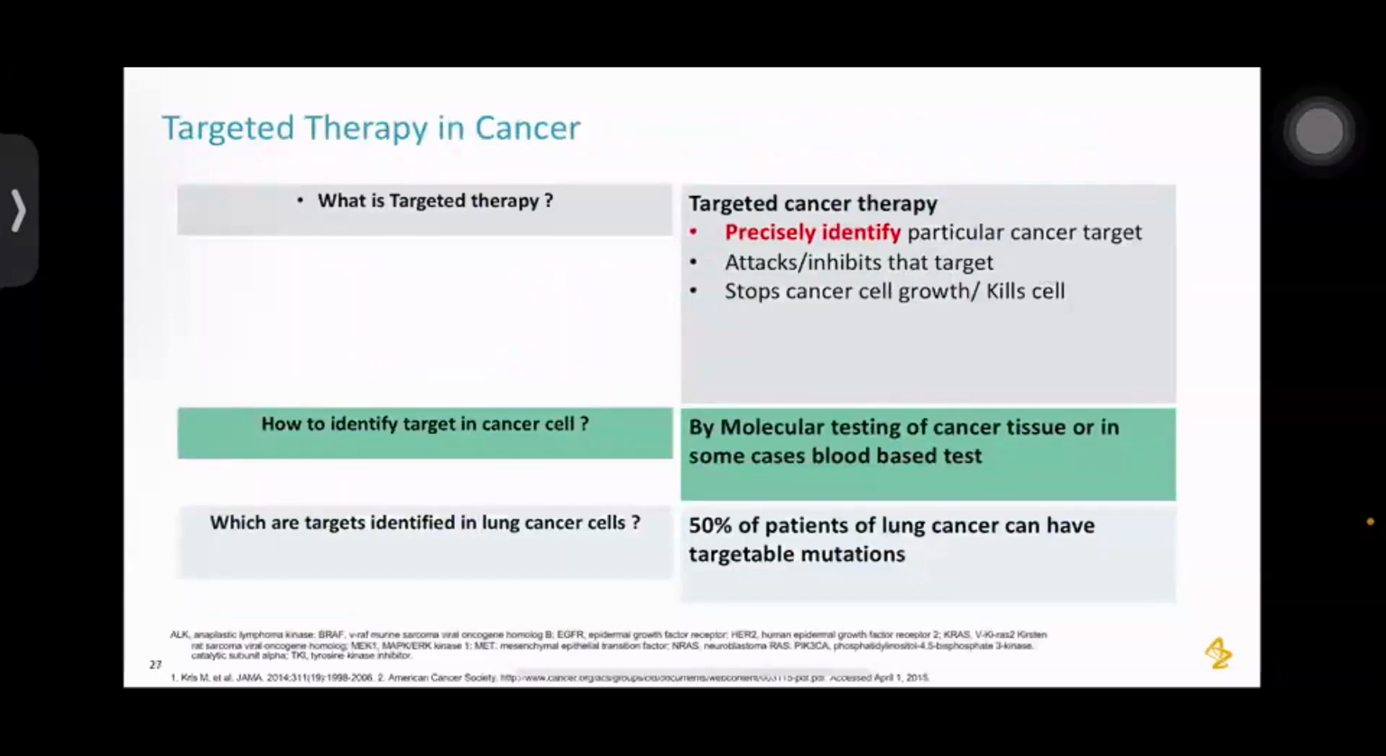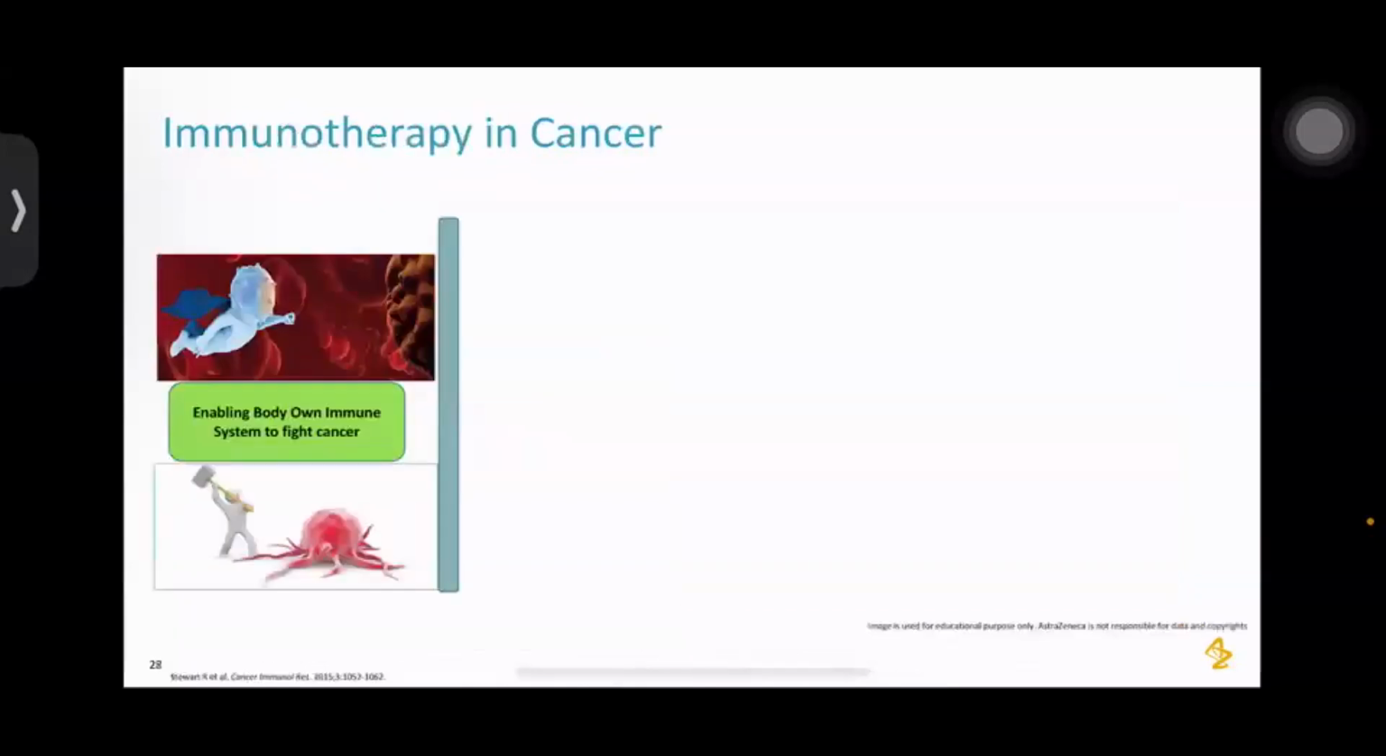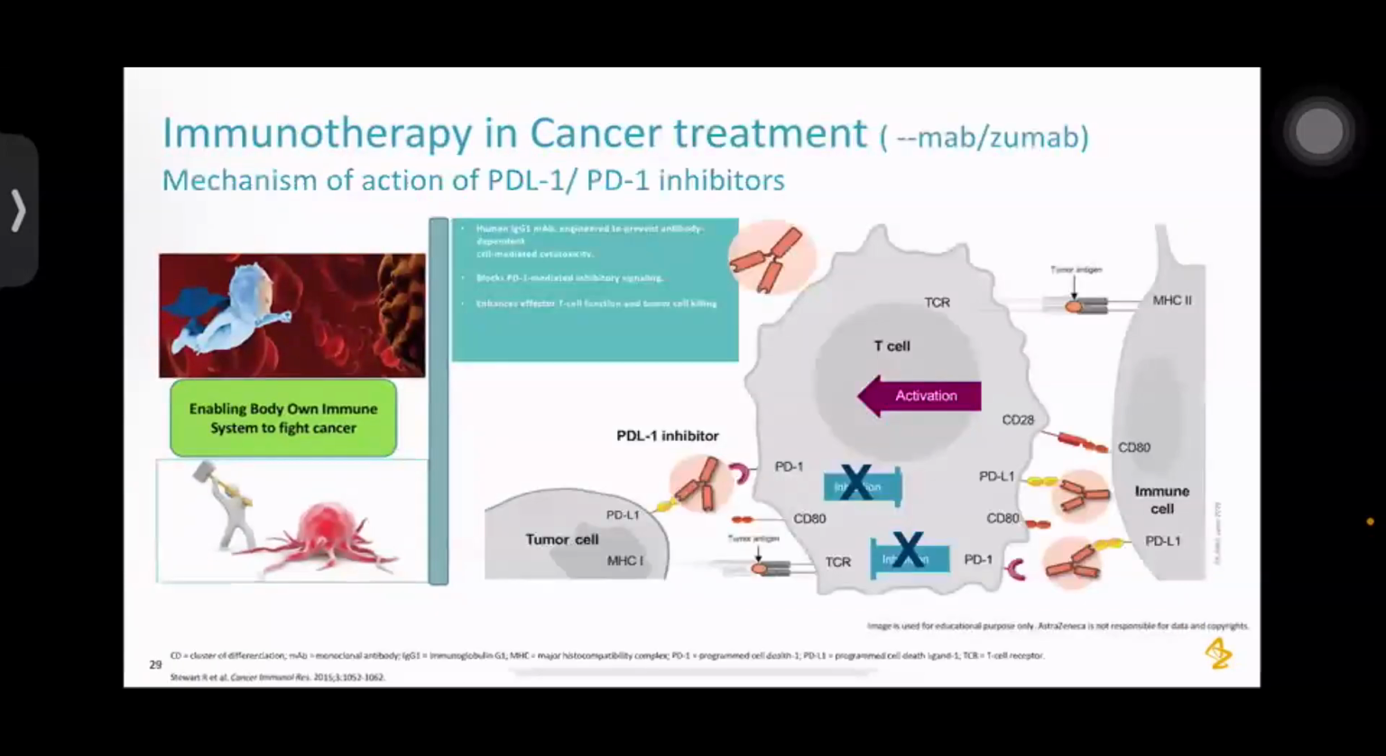So what is targeted therapy? It precisely identifies the particular cancer target, attacks or inhibits the target, and stops cancer cell growth or kills cells. By molecular testing, we can identify the target, and 50% of lung cancers can have some targetable mutations. And immunotherapy enables the body's own immune system to fight the cancer. So this is a brief mechanism of PDL1 or PD-1 inhibitors.